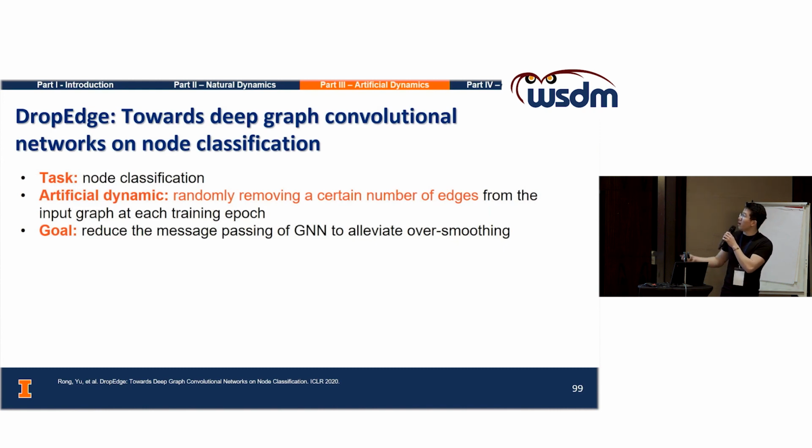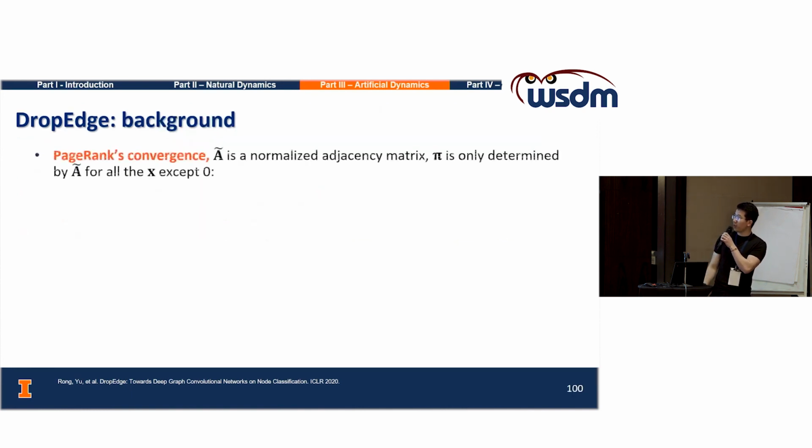Okay. And the goal is that they try to reduce the message passing of the graph neural network to alleviate a bad phenomenon we name oversmoothing. The mathematical operation is that they drop a part of the non-zero entries from the adjacency matrix. So here, let's have some background about why they proposed DropEdge. This background is mainly about the phenomenon named oversmoothing.